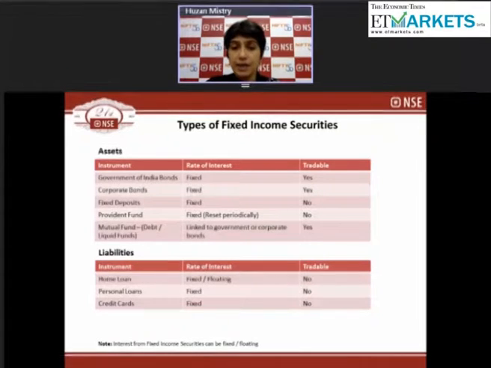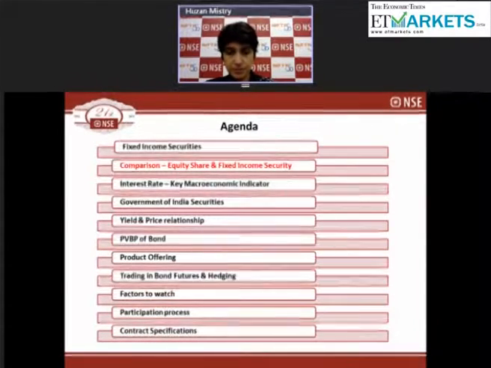On the liability side, a home loan you may have taken has a fixed rate of interest, which may be reset, so may have a floating component to it. They're obviously not tradable today. A personal loan that you may take for your car or to buy any other asset or a marketable security is again a fixed rate of interest. Your credit card, which has a particular rate of interest for the credit that it is providing you, and depending on when you make that payment, is again a type of a fixed income return.